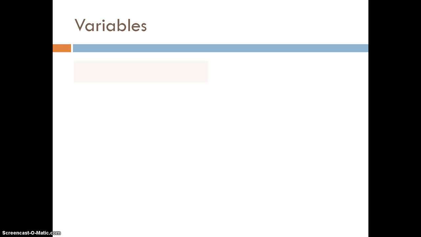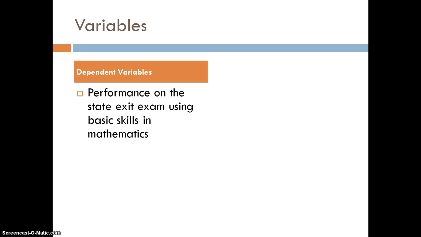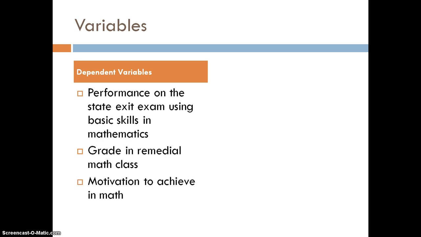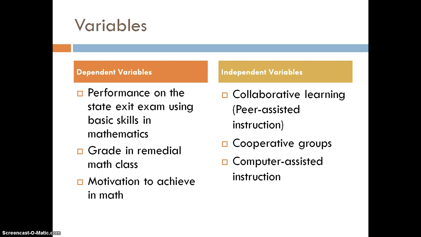And now some variables. First of all, we had the dependent variables: their performance on the state exit exam using basic skills in mathematics, their grades in the remedial math class that they were taking, and also their motivation to achieve in math. And then the independent variables that she was going to use to try to impact those dependent variables were the collaborative learning, the peer-assisted instruction specifically, cooperative group learning, and also computer-assisted instruction, three components of a constructivist strategy.